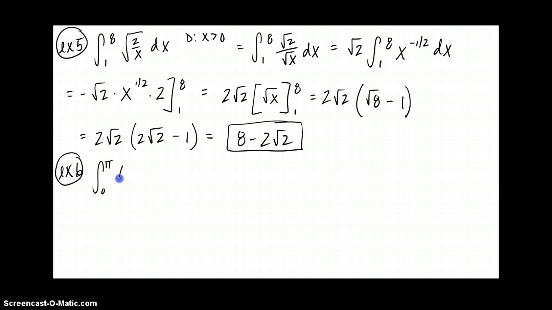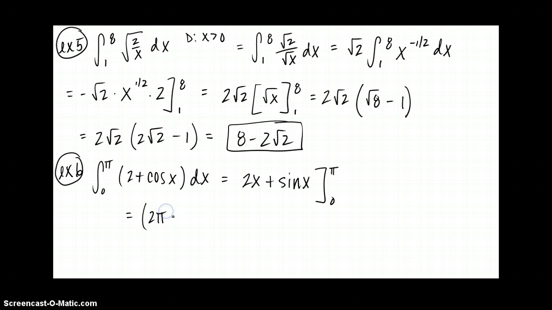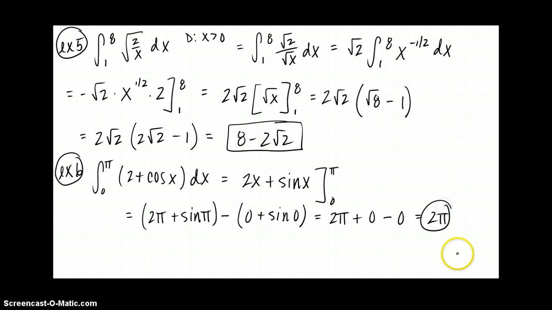Trig, 0 to pi, 2 plus cosine x dx. Antiderivative of 2 would be 2x. Antiderivative of cosine would be positive sine of x between 0 and pi. So plugging in pi, we get 2 pi plus the sine of pi. Minus plugging in 0, we get 0 plus the sine of 0. Don't look at a boundary of 0 and just assume that it completely eliminates the function. So we have 2 pi plus 0. This one, it does. Our final answer would be 2 pi.